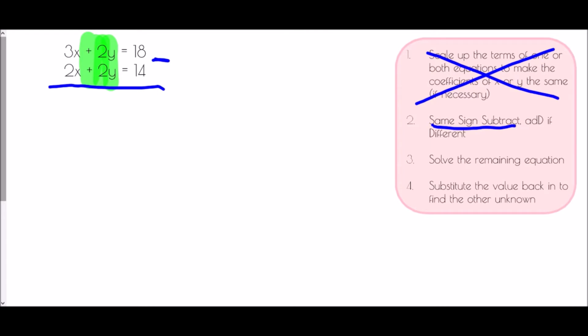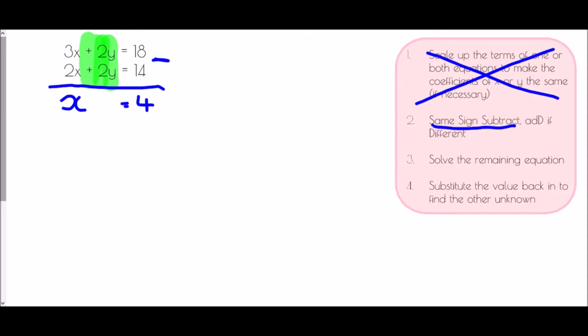And so we're going to take it one step at a time. We're going to have 3x take away 2x, and 3x take away 2x is just x. In terms of the y's, if I have positive 2y and I take away 2y, well, that gets rid of the y's. It eliminates them, and that is why it's known as the elimination method. And so lastly, we have 18 take away 14. Well, 18 take away 14 is 4. And so we have completed step 2.